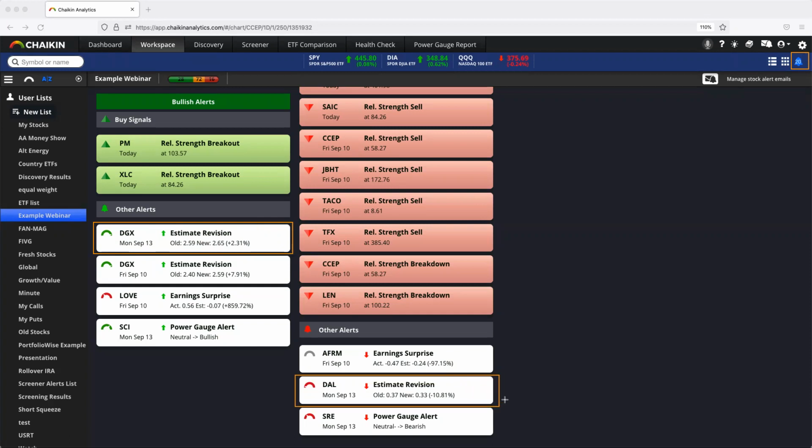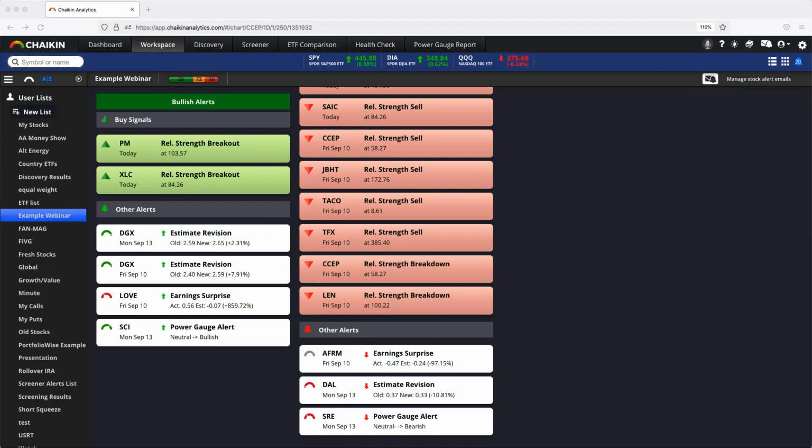The power gauge rating is not actually relevant here. The fact of the matter is the stocks that are having earnings estimate revisions up are more likely to be bullish, which is the case here, right? DGX could be a bearish stock and still have a bullish estimate revision and be listed on the left. In fact, that's not the case, right? Delta Airlines is bearish rated as well, and it's having a negative estimate revision, a bearish one. We know it's a bearish rated stock because of the power gauge rating right there.